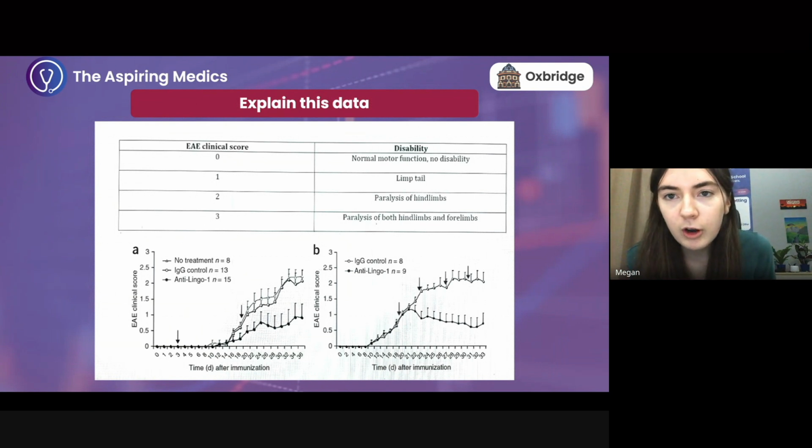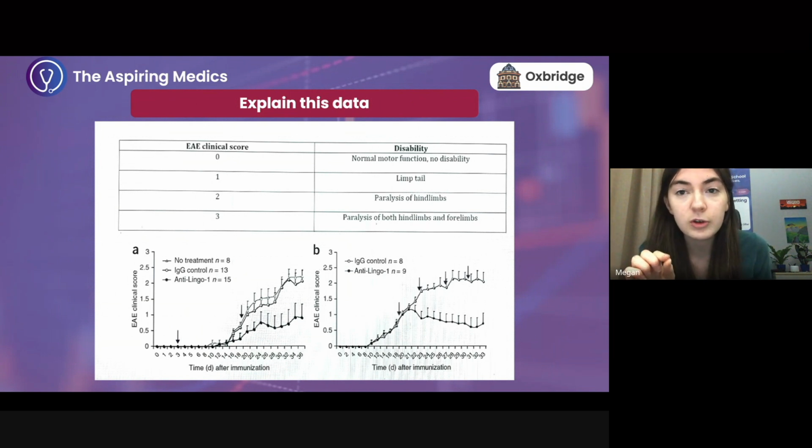So we've got two graphs here, A and B, and on the x-axis of both, it's time in days after immunisation, and then on the y-axis, it's the EAE clinical score, and then they explain in the table above what that means. So a score of 3 seems to be the greatest severity because it's paralysis of both hind limbs and forelimbs, and then 0 is the lowest level of severity with normal motor function. And then on graph A, there's 3 lines.